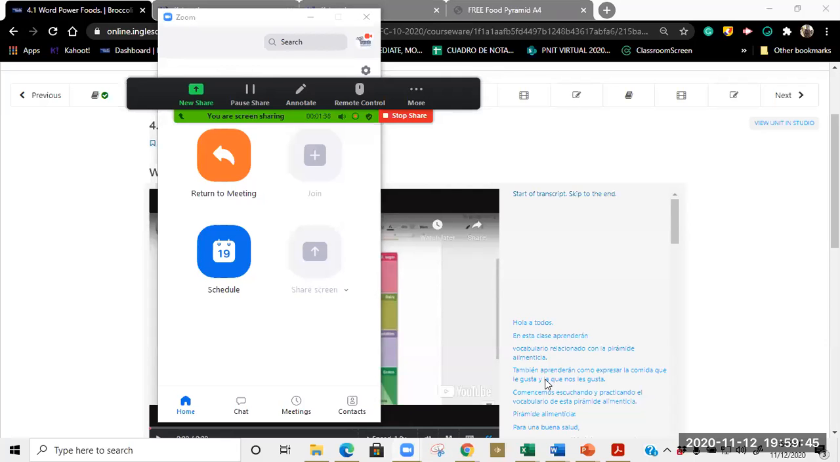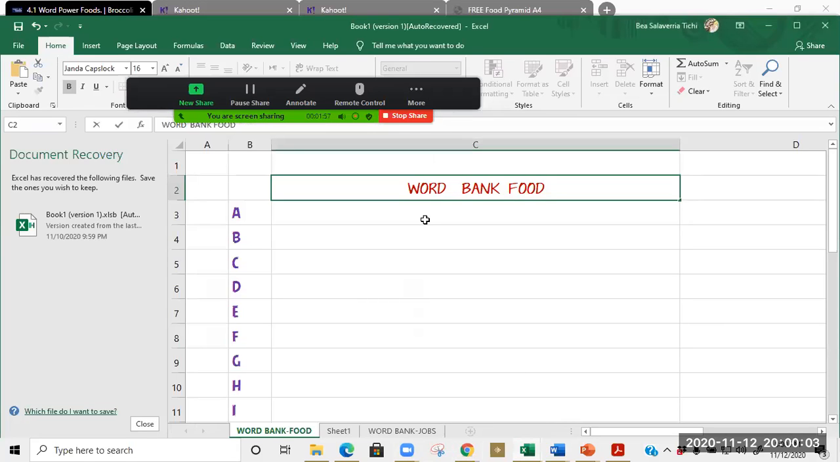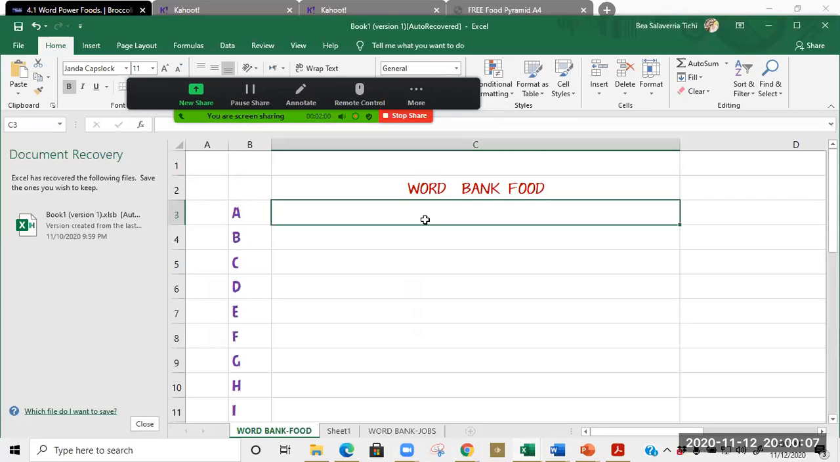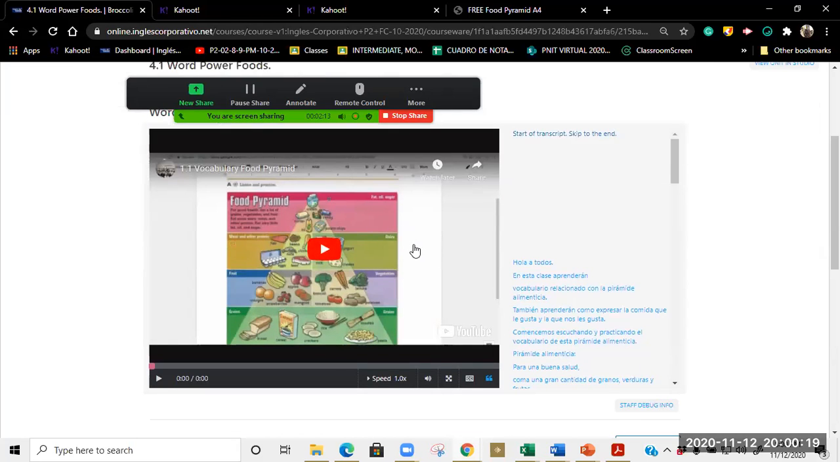Okay, let's get started. Please tell me, can you see my screen? ¿Pueden ver mi pantalla? Can you see my screen? Okay, fantastic. So today we're going to be learning again word banks with food, vocabulary for food. My suggestion, always do your A to C so you can actually write apples, etc., depending on the word that you learn from A to C and you have a better idea, okay? So, we are going to start with the video and then we are going to learn a little bit more about food.